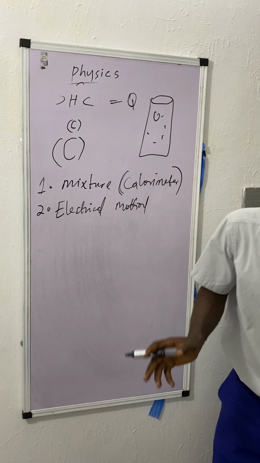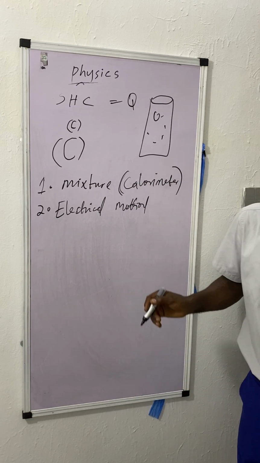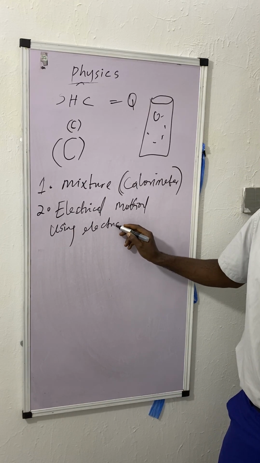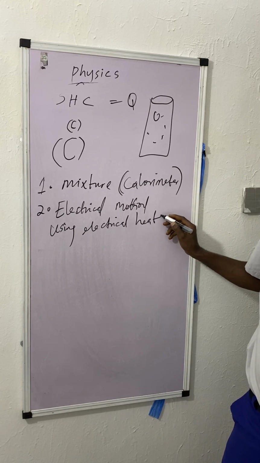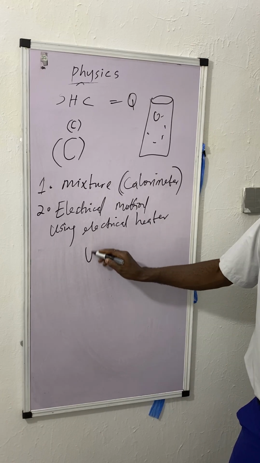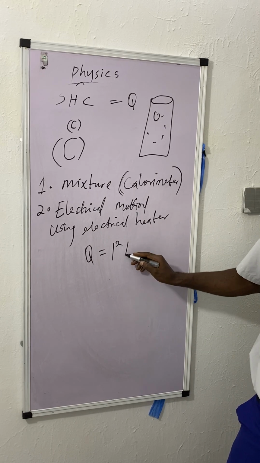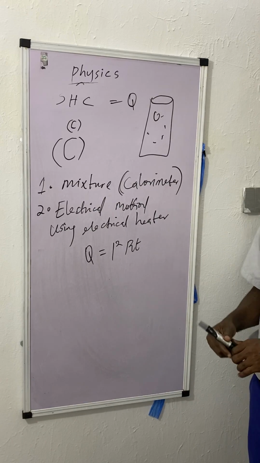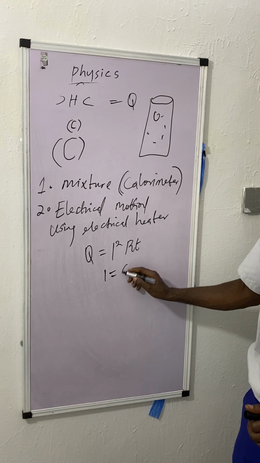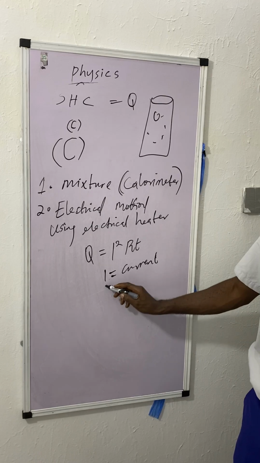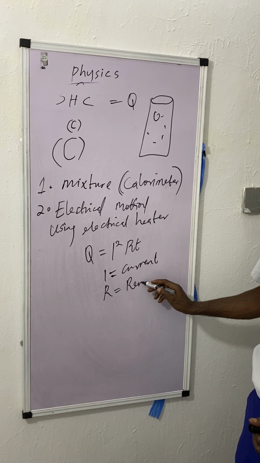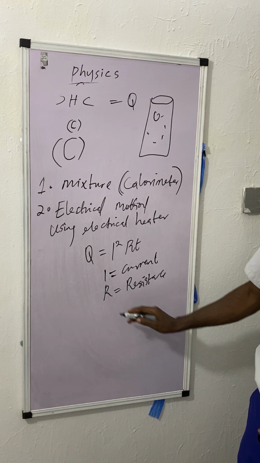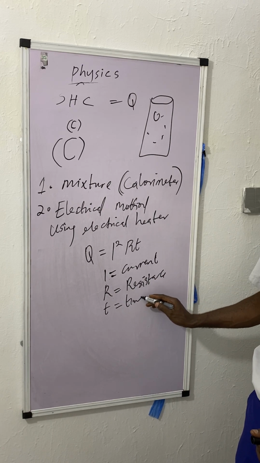What do we use? We use an electrical heater. Using the electrical heater, we now apply this formula: Q equals I squared R T. This is the formula you are going to apply using the electrical method, where I equals current, R equals resistance, then T equals time.